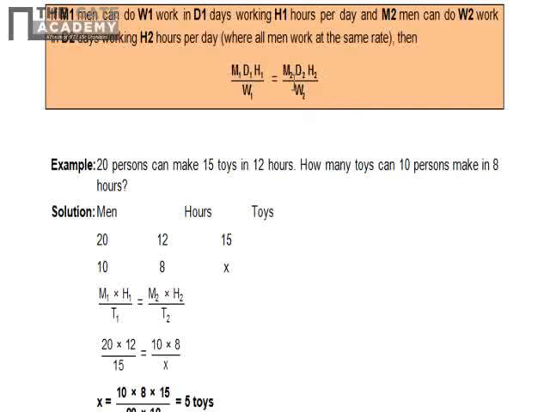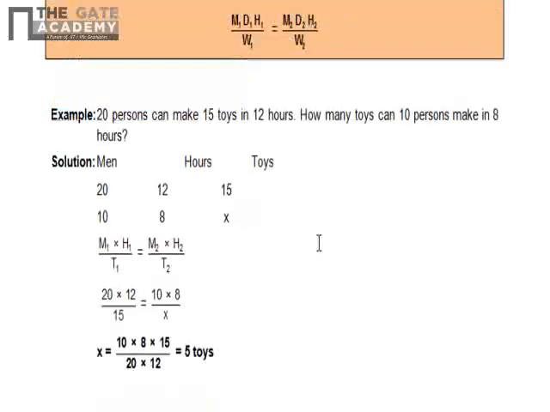Sometimes it may happen that the number of hours per day is not given, then you have to assume that the workers are working equal numbers of hours daily. So we'll see the example.